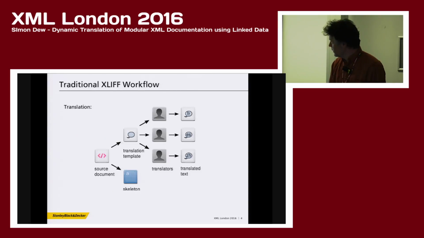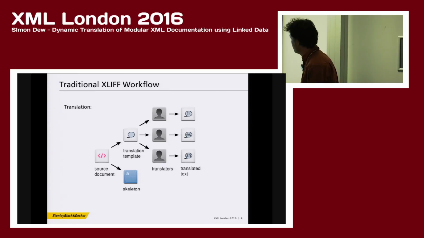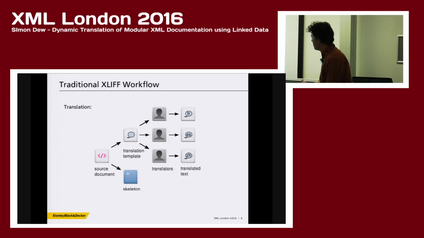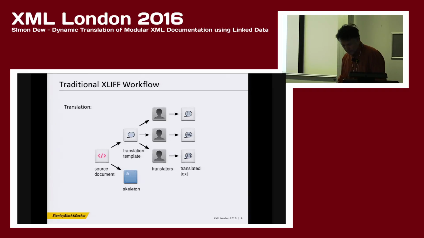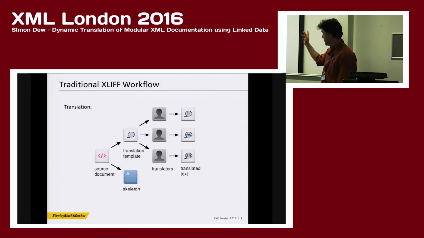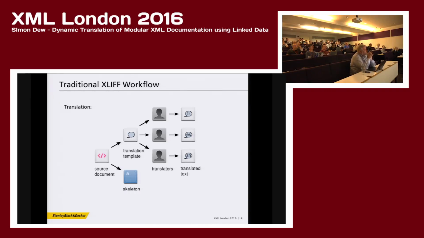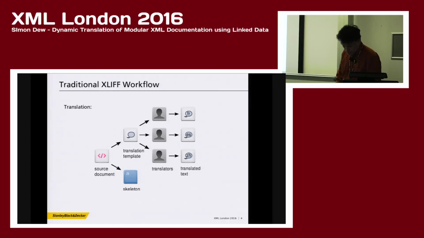So let's have a quick look at the traditional XLIFF workflow. You've got to bear in mind this is all 1.2. If anything's changed in the 2.0 world, then I stand to be corrected. So first of all, the source document. It's converted into a skeleton file which contains the structure of the document, and then an XLIFF file which contains the translation units themselves. And then this XLIFF file is sent off to the translators who translate the source text to the required target languages.